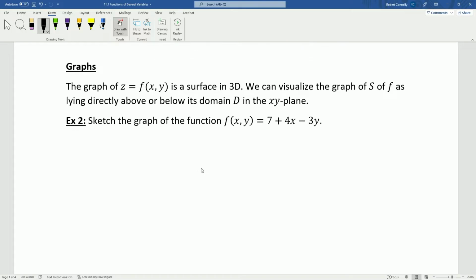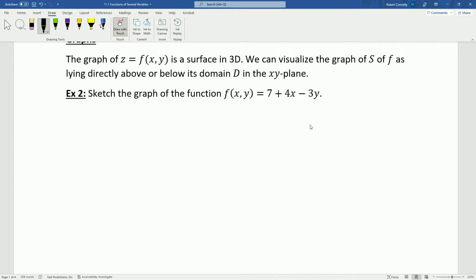Okay, so let's go ahead and try to sketch the graph of this function. And actually, this is something we've already seen before. So if we write this in the form z equals 7 plus 4x minus 3y, if I subtract the z, we can put this in one of our standard forms for the plane. All right, so that tells us this is an equation for a plane, I should say.